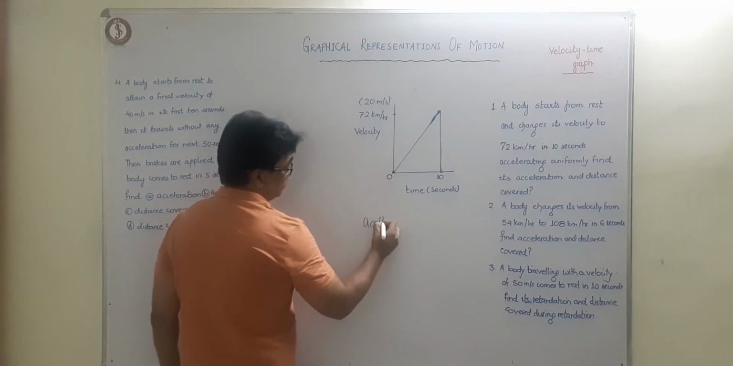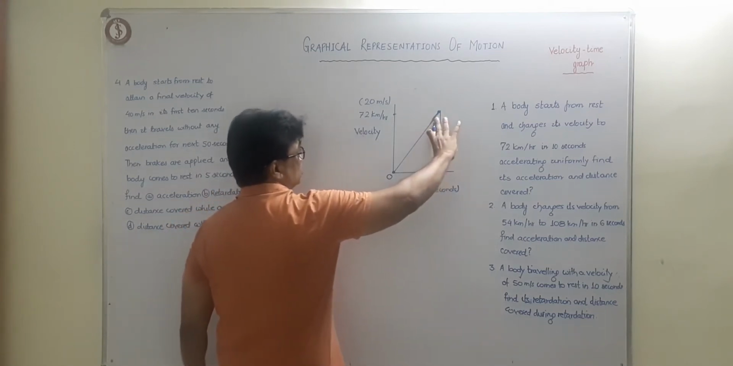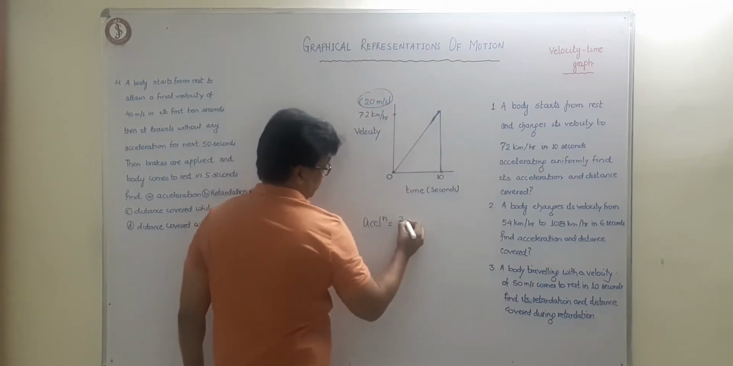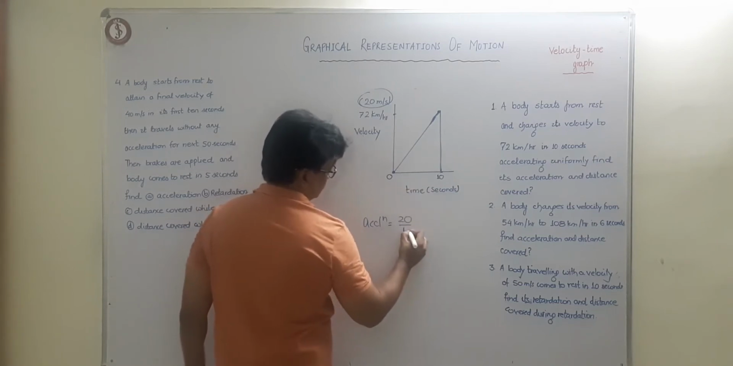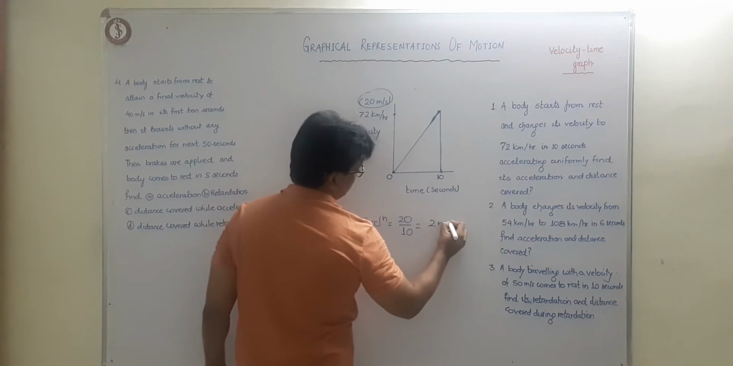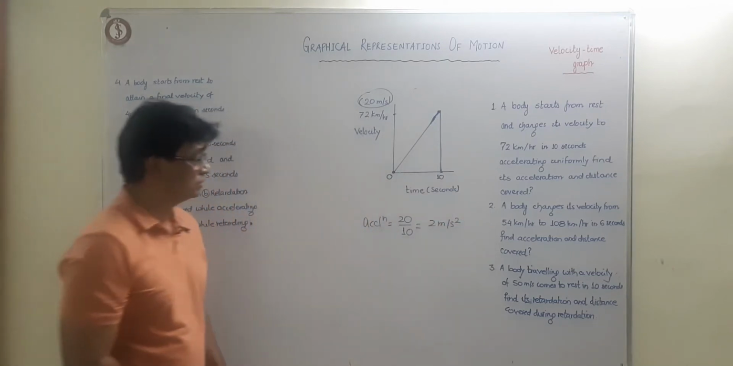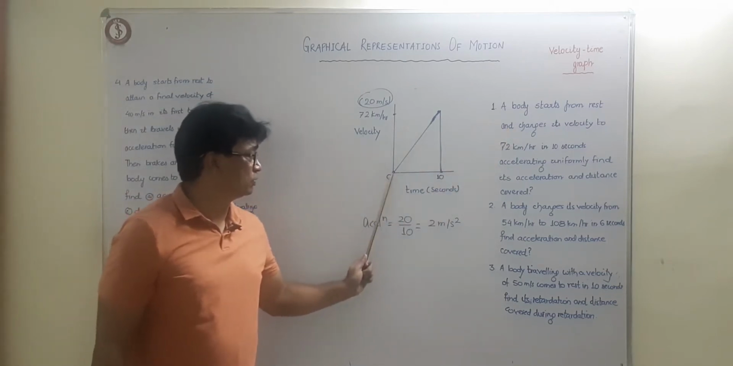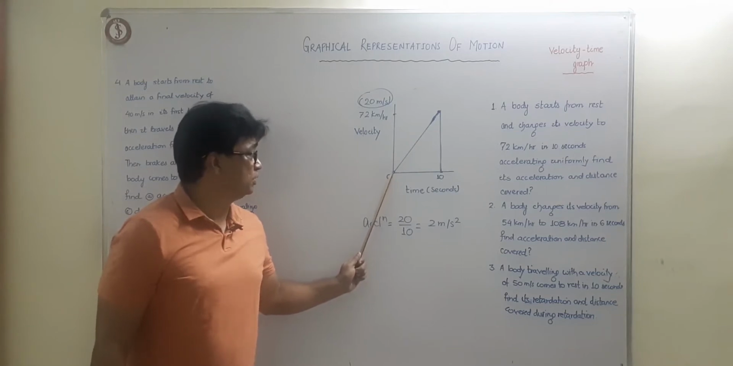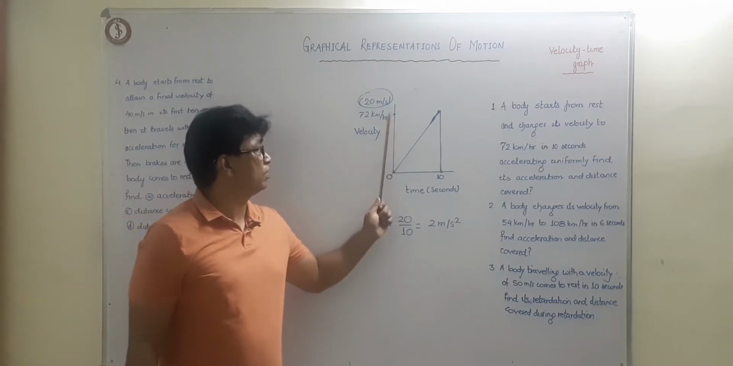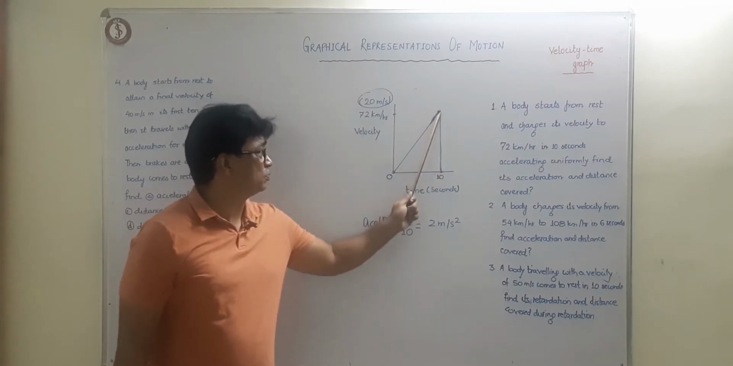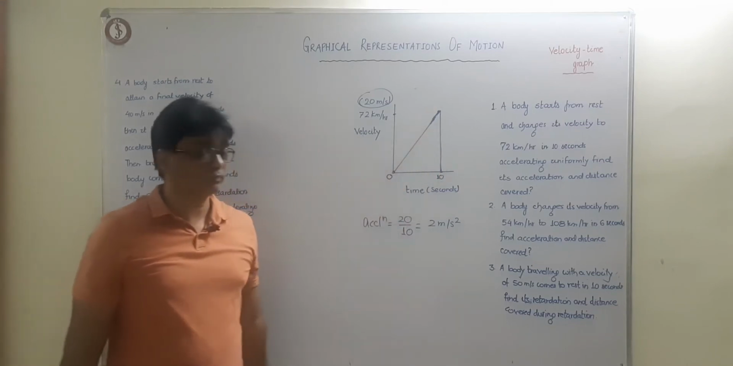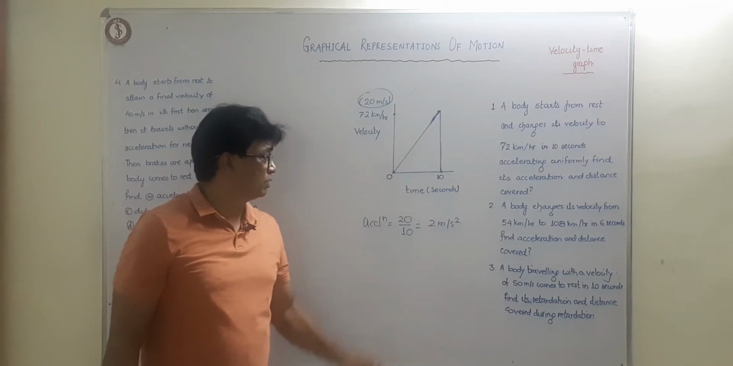So acceleration will be the slope, perpendicular by base. The perpendicular is 20, since time is in seconds, so 20 by 10 is 2 meter per second square, because the unit of acceleration is meter per second square. Again, have a look. It started from rest, so I put time 0, speed 0. And now 72 kilometer per hour is reached in 10 seconds. So I have to take this point, and after plotting, you drop a perpendicular, and perpendicular by base will be the acceleration.